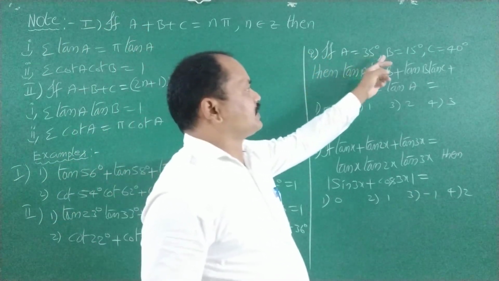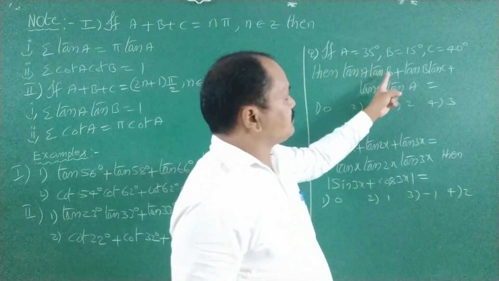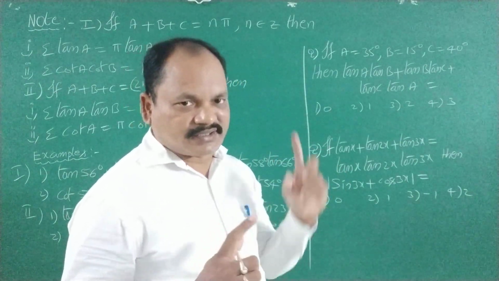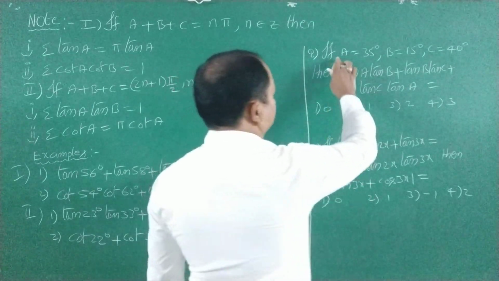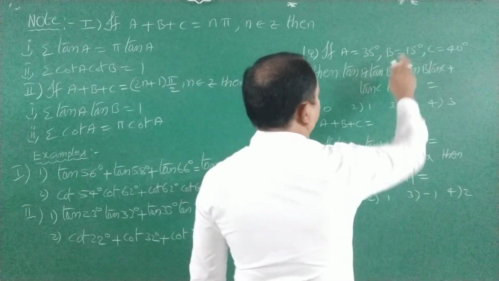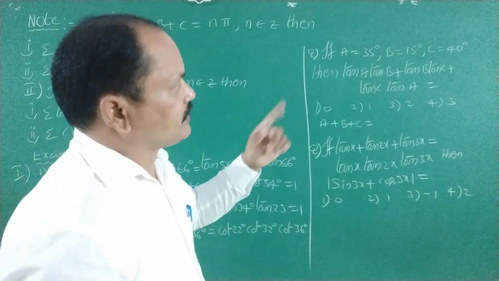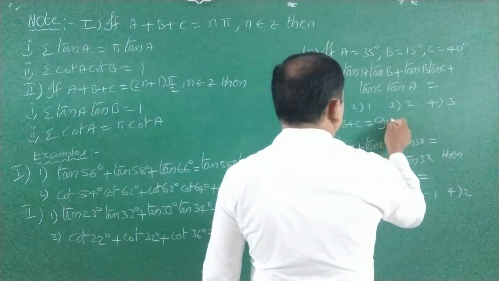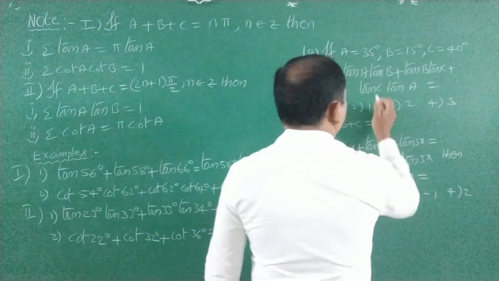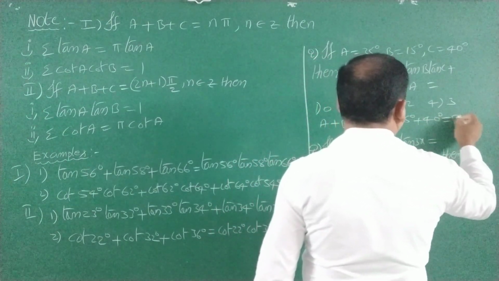If A is equal to 35 degrees, B is equal to 15 degrees, C is equal to 40 degrees, then tan A tan B plus tan B tan C plus tan C tan A is equal to what? First we have to add the angles. The sum of the angles, A plus B plus C, is equal to 35 plus 15, that is 50, 50 plus 40, 90. So A plus B plus C is 90. Are you clear? Since here 35 plus 15 plus 40 is equal to 90 degrees.